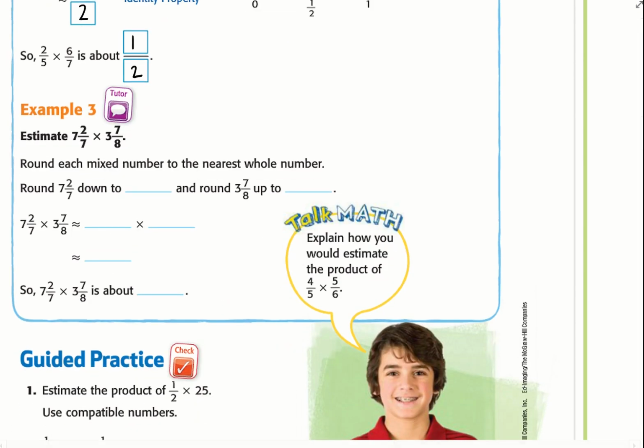Now we're going to estimate 7 and 2/7 times 3 and 7/8. Let's round each mixed number to the nearest whole number. Now we're working with whole numbers. So we're combining 3 strategies into one lesson.